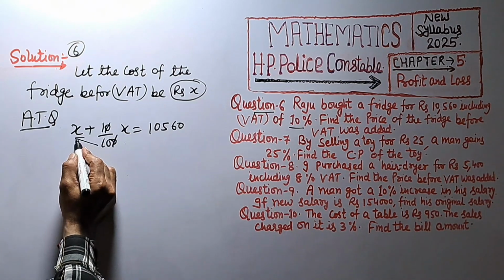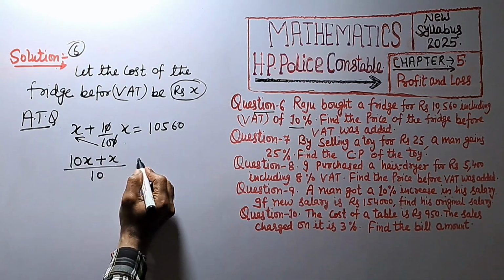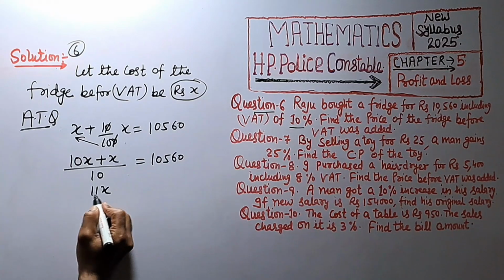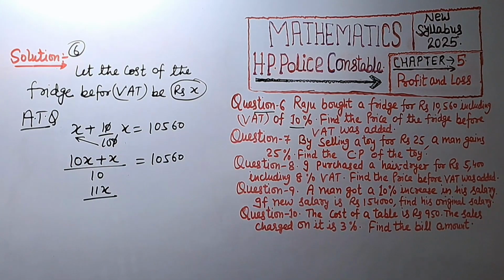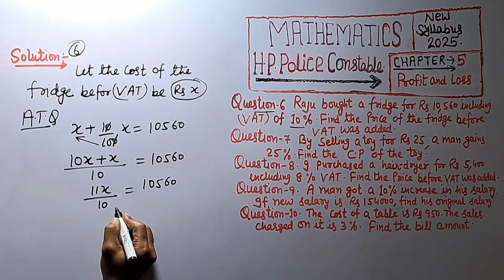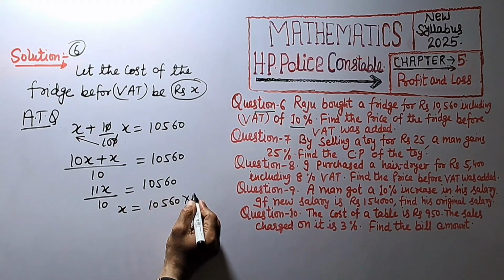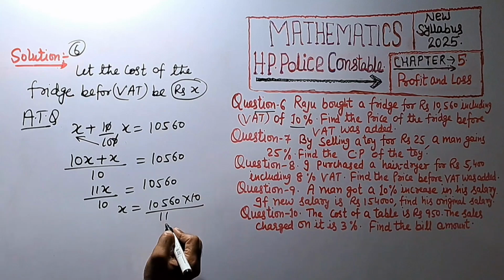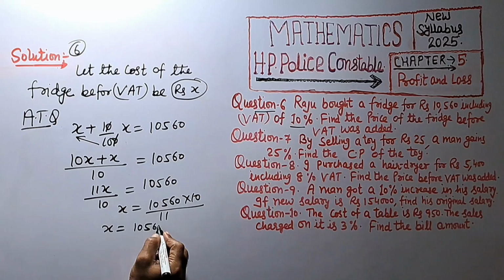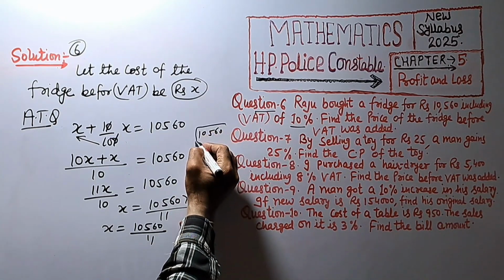0 is cancelled and 10 multiplied by X equals 10x, plus X, divided by 10 is equal to 10560. Then 10x plus 1x is equal to 11x, divided by 10 is equal to 10560. So x is equal to 10560, 10 multiplied by the numerator and divided by 11. So x is equal to 10560 upon 11, 10560 divided by 11.